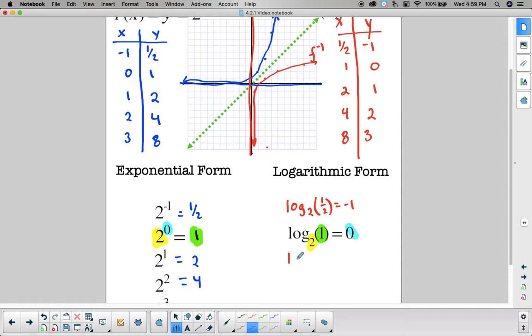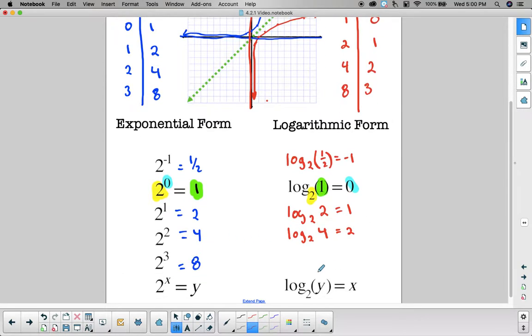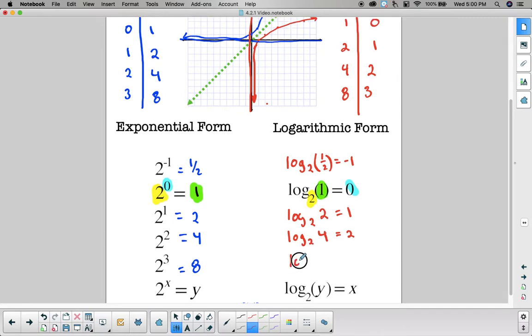Same thing here. Log base 2 of 2 is equal to 1. Log base 2 of 4 is equal to 2. And then log base 2 of 8 is equal to 3.